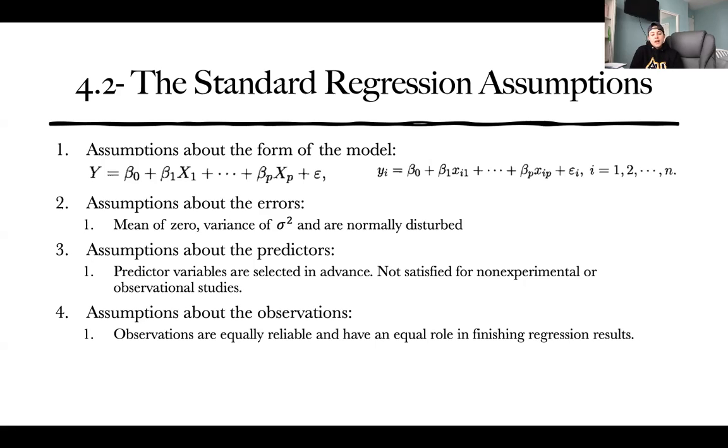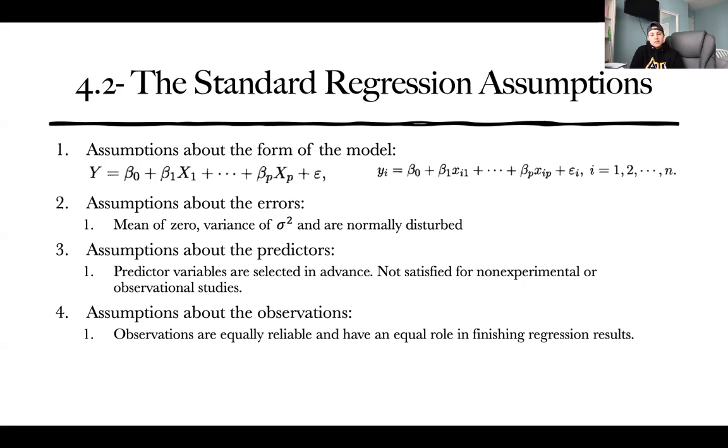Also, the errors have a mean of 0. The errors also have the same unknown variance of sigma squared. This is known as the constant variance assumption, or homogeneity. If this does not hold, then we would call this heterogeneity. And the last part of the assumption of the errors is that the errors are independent, which is known as the independent error assumption.